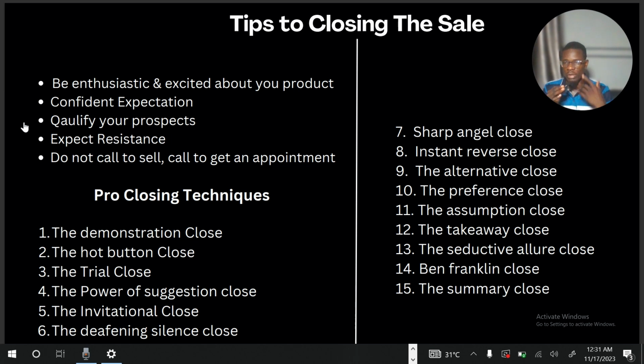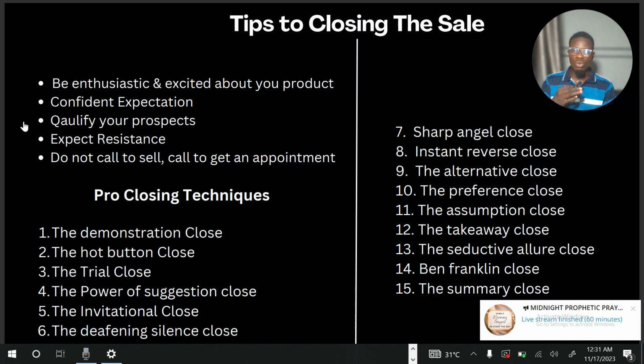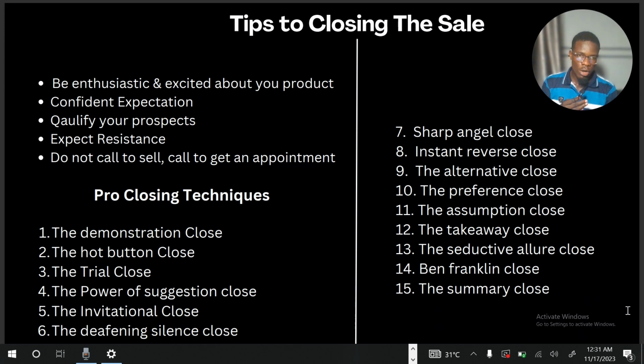So you can also call this the check close. After you try to pitch, sometimes you ask questions to know how far you've gone, how well you've done with telling them about the product. So whatever they respond, that is what propels you to either say more or change the course of the conversation. That is how the trial close works.